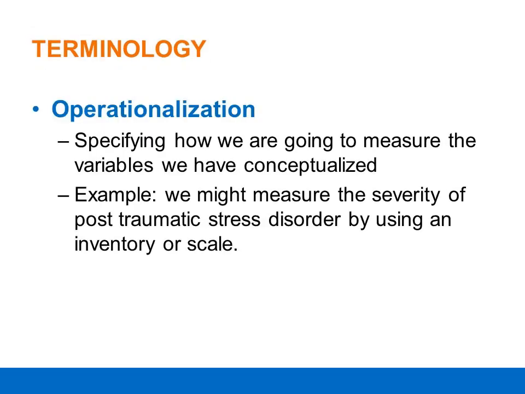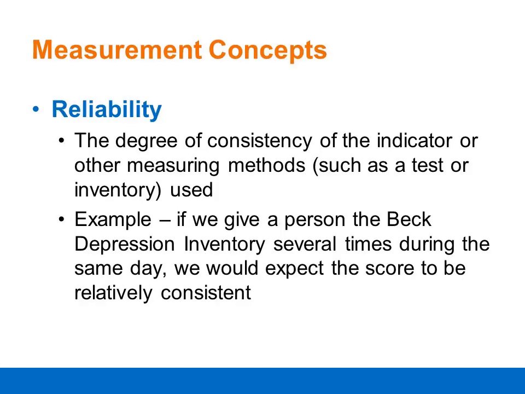When we operationalize a variable, we specify how we're going to measure the variable. For example, we might measure the severity of post-traumatic stress disorder by using an inventory or scale designed to measure trauma symptoms. And when we conduct a study, we need to consider measurement issues.